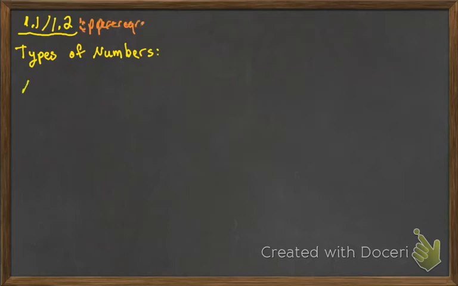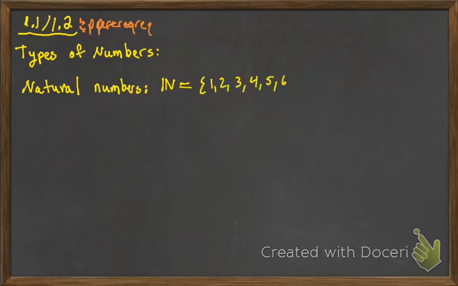So the first one we're going to look at is the natural numbers, and that is going to be your counting numbers. We use a scripted N. So 1, 2, 3, 4, 5, 6, etc. The dot, dot, dot usually means that the pattern just continues. The little squiggly lines are your set brackets. We'll be using those fairly often in this class.